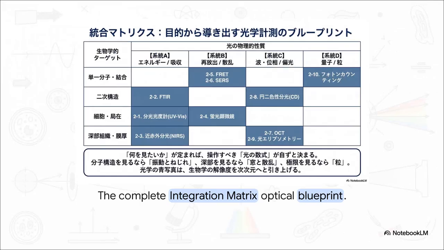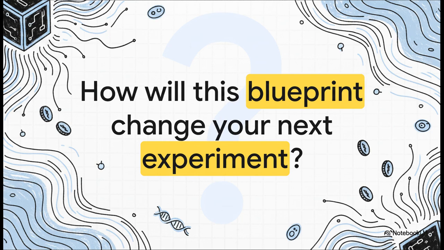What's really, truly incredible about this integration matrix is that it proves your biological question will always dictate the physical equation. You don't need to be intimidated by the physics anymore. The physics is literally just the medium. By understanding that vibration and twisting reveals structure, windows and scattering reveals depth, and counting particles reveals the extreme limits, you completely elevate your biological resolution to the next dimension. Armed with this new blueprint, the black boxes in your lab are officially open. You now know the exact language these machines are speaking.